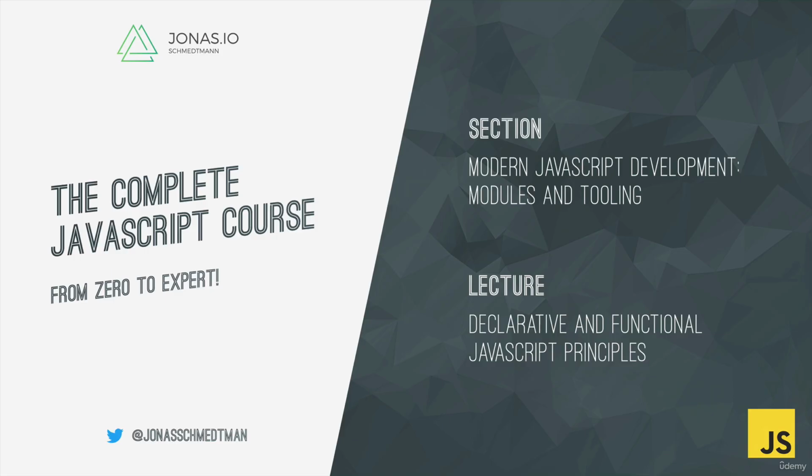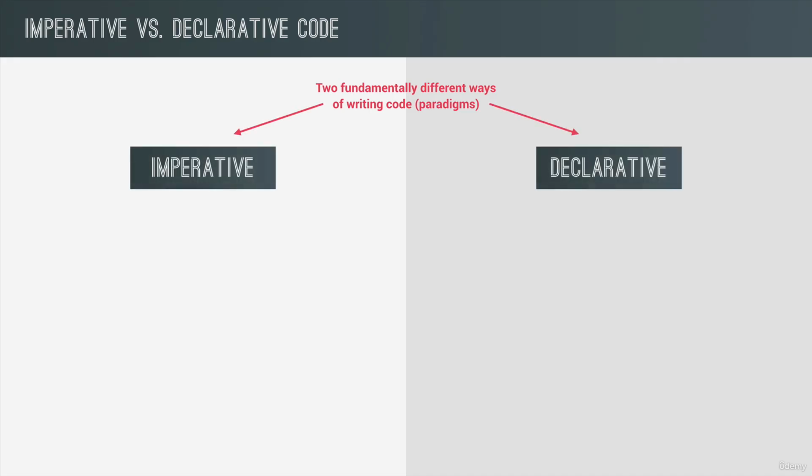So we just reviewed and also implemented some clean and modern JavaScript practices. However, there is currently a major trend and shift to something called declarative code and functional programming in JavaScript. And so let's now take some time to look at what declarative and functional programming actually are. So there are two fundamentally different ways of writing code in programming, which we also call paradigms. And these two paradigms are imperative code and declarative code.